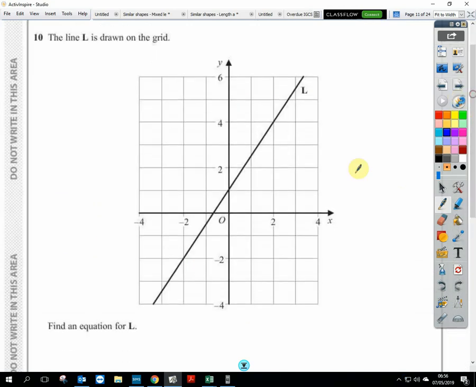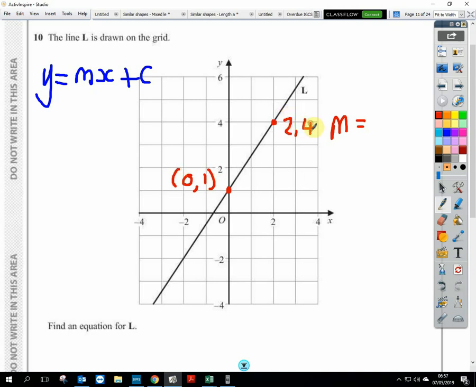Next question, find an equation for line L. Okay, so the equation of a straight line is y equals mx plus c. M is the gradient and c is the y-intercept. How to work out m? Choose 2 points on the line. We can use the triangle method or we can use the formula method. So the coordinate here is 0, 1, and this coordinate is 2, 4.